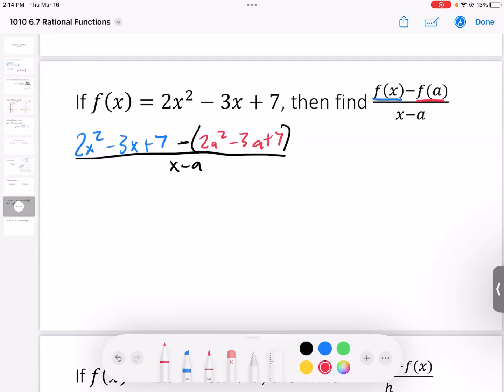Okay, so now I'm going to go through and simplify this. So that's going to give me 2x squared minus 3x plus 7.